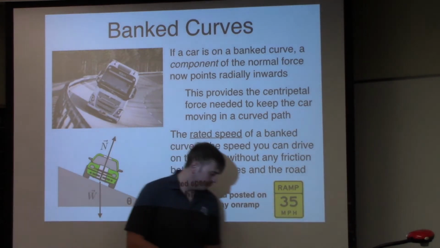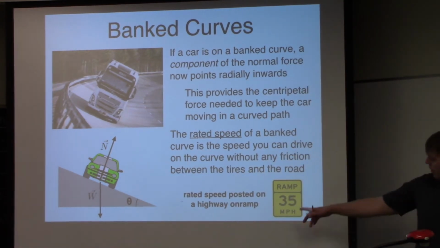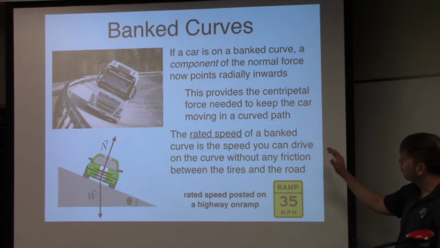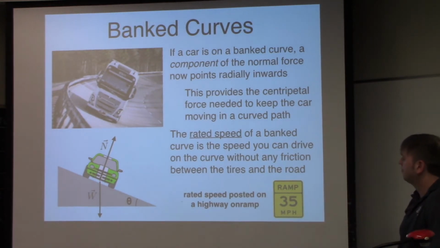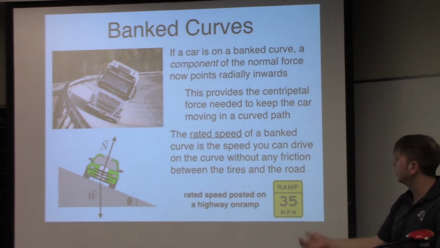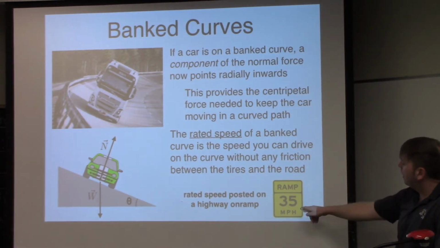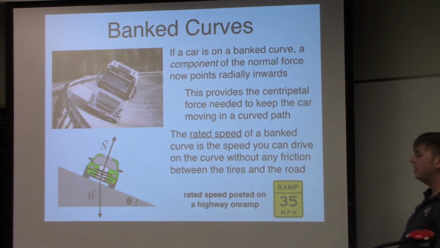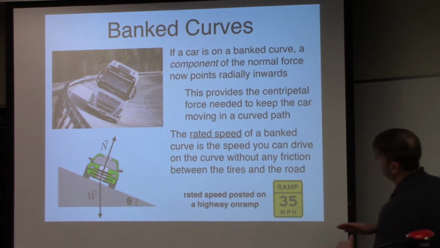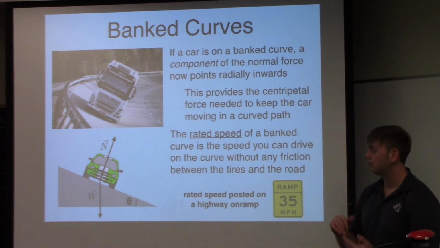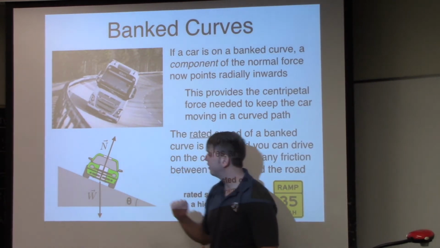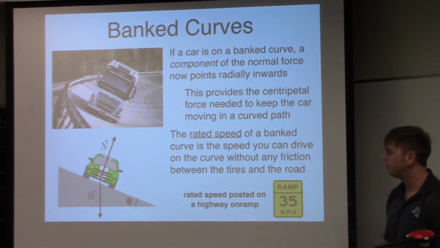So you may have seen, at some point in your life, a sign that looks like this, posted on a highway on-ramp. And this is what we call the rated speed of a banked curve. Okay, so it might say, take this ramp at 35 miles per hour or something like that. The rated speed of a banked curve that you see on a sign, it's actually the speed that you can drive on the curve without any friction necessary between the tires and the road. So you can actually take the turn with no friction at all between the tires and the road. And that's the rated speed. Okay?